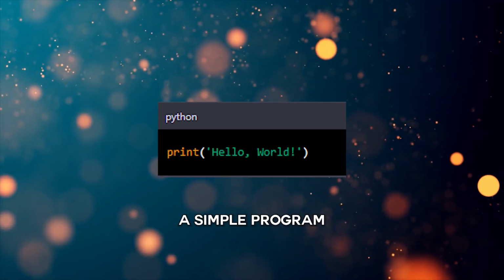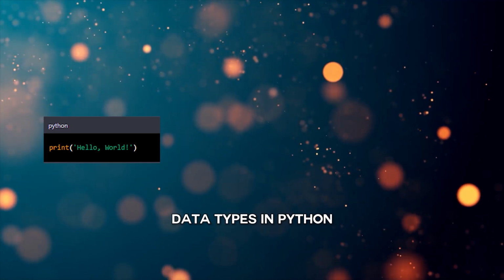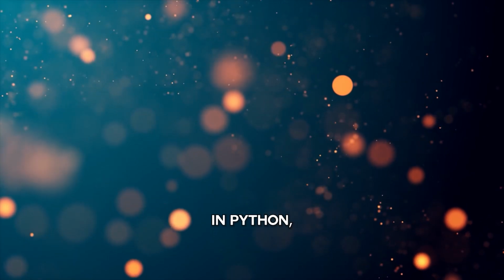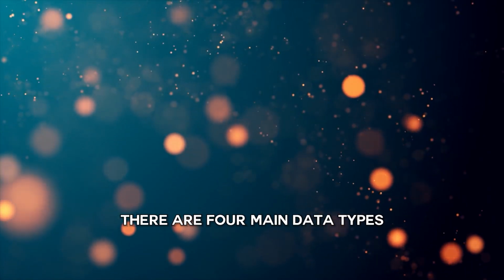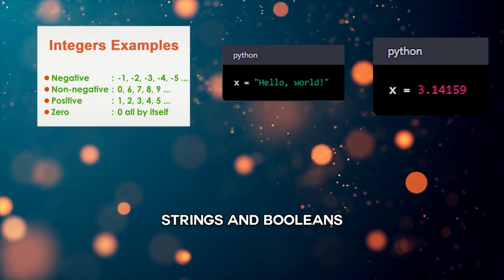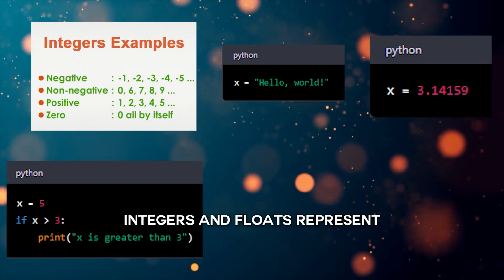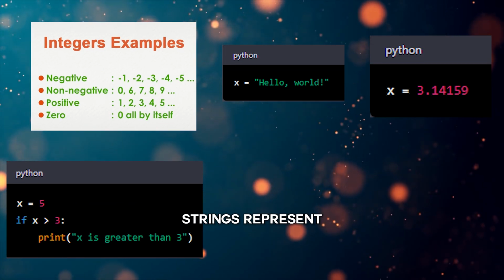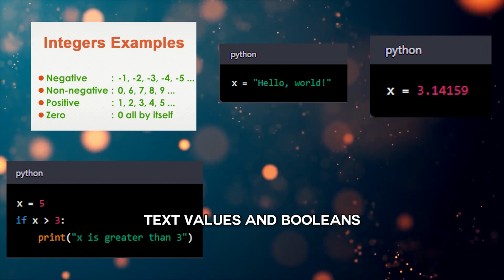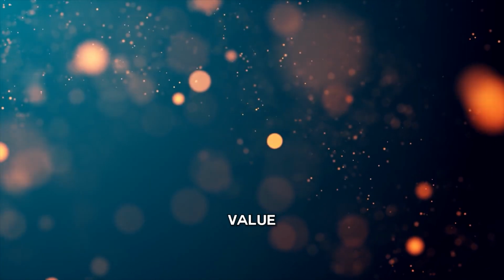Now that we've written a simple program, let's look at some basic data types in Python. In Python, there are four main data types: integers, floats, strings, and booleans. Integers and floats represent numerical values. Strings represent text values, and booleans represent true or false values.